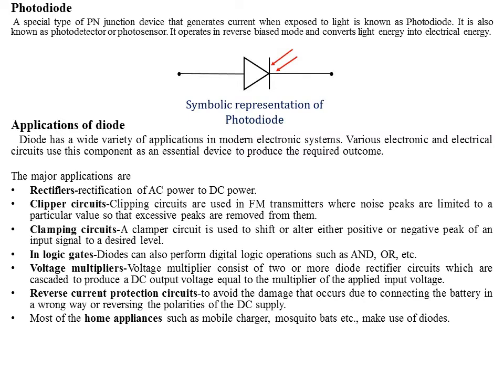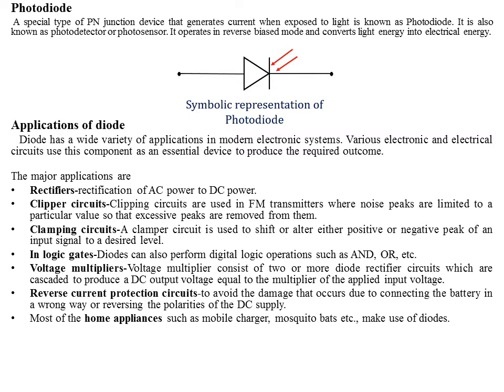A photodiode operates in reverse biased mode. As we discussed just now, ordinary diodes operate in forward biased mode. Photodiodes are the vice versa of these diodes. They operate in reverse biased mode and convert light energy into electrical energy. They are exactly opposite to a diode. They operate in reverse biased mode.